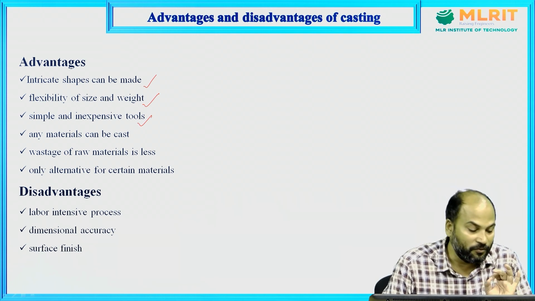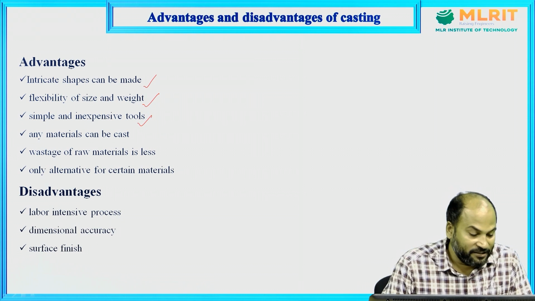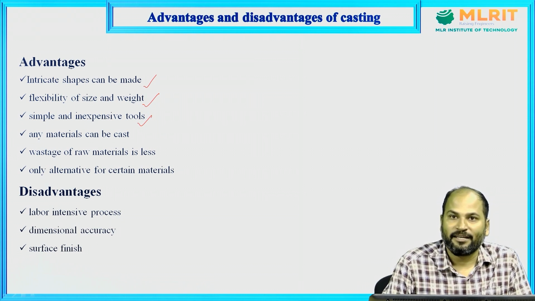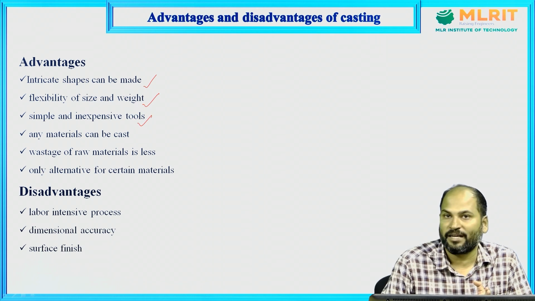The fifth advantage of this process is that wastage is very, very less. And if you remember, in the first lecture of this course, during the classification, I told you this comes under zero waste manufacturing process.